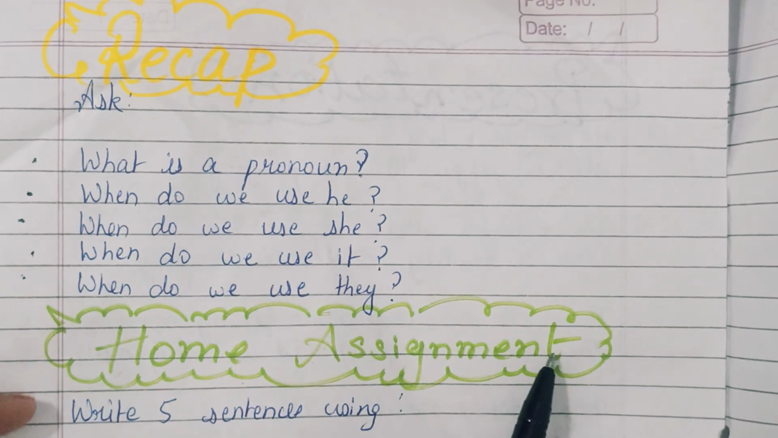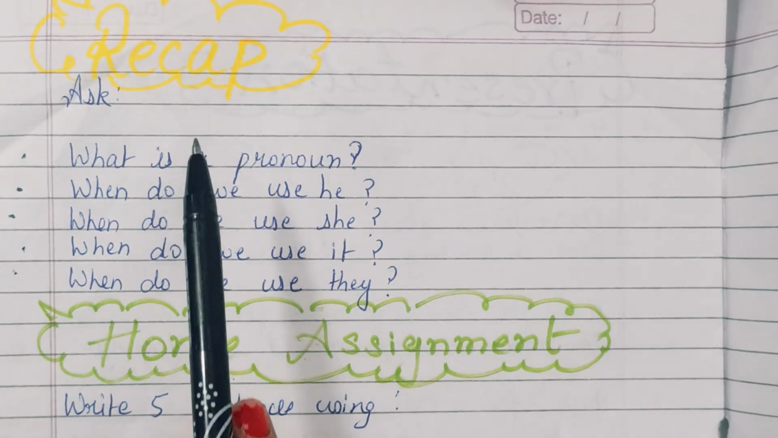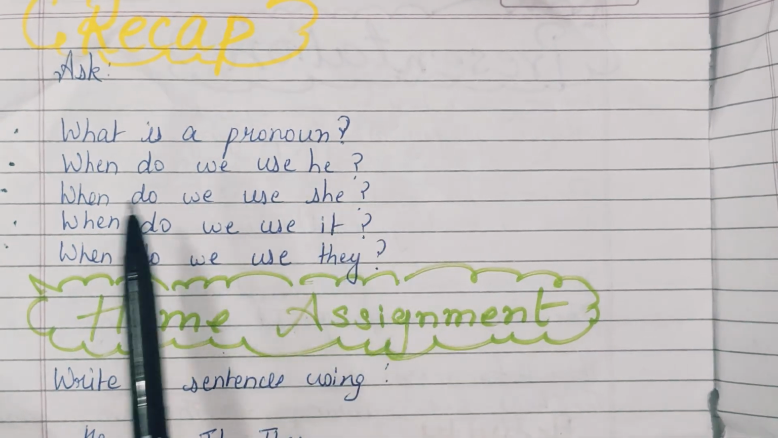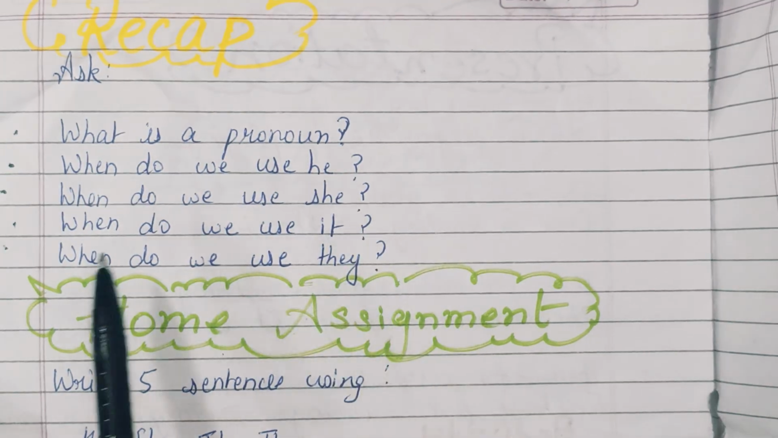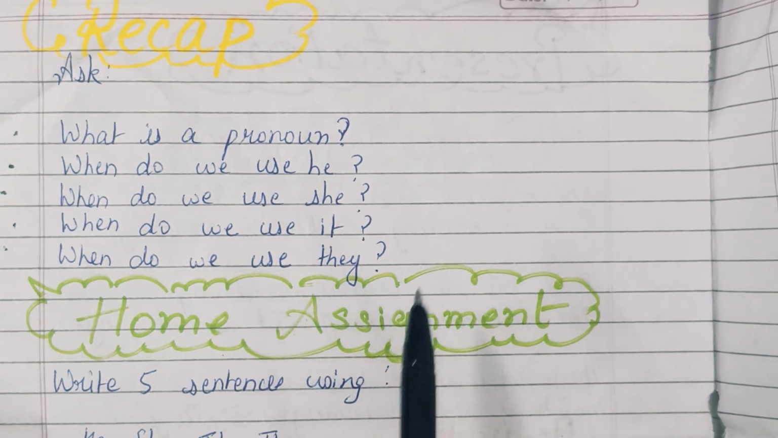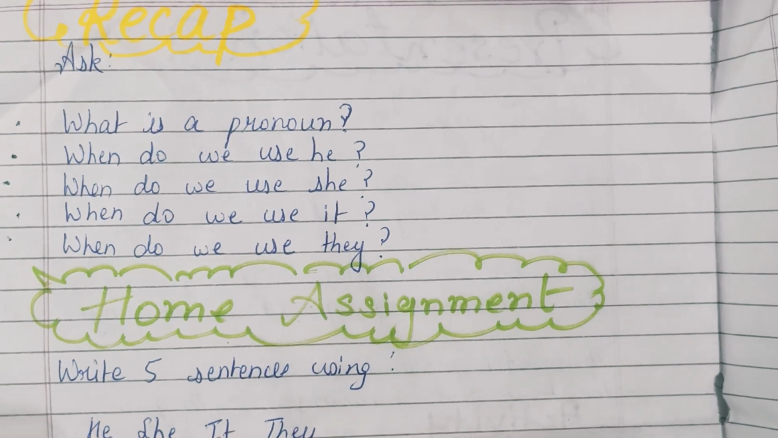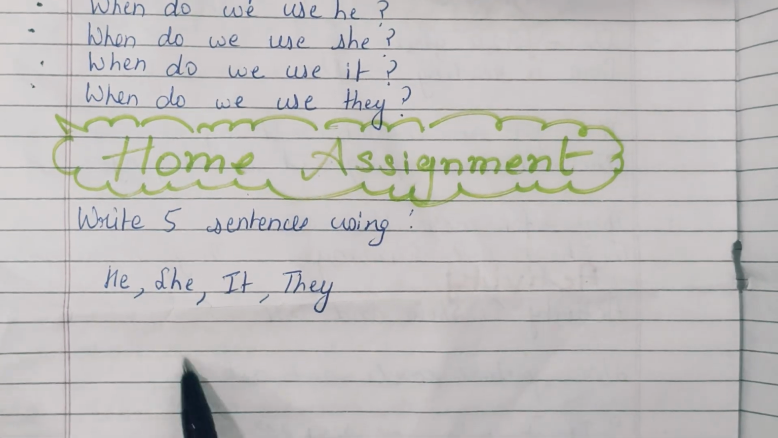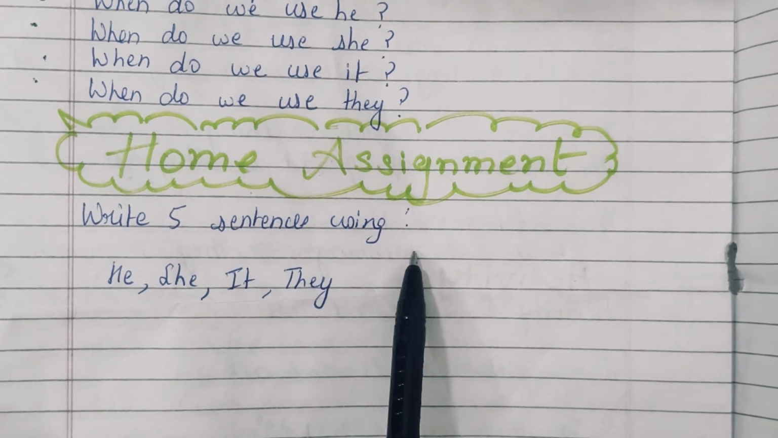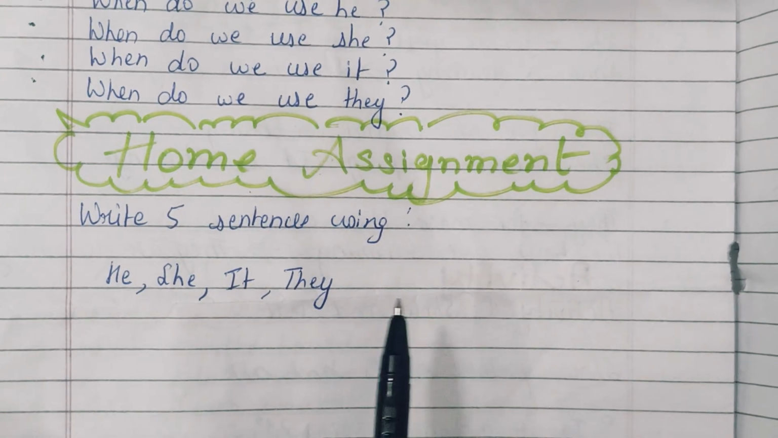Now recap. Ask students: what is a pronoun, when do we use he, when do we use she, when do we use it, when do we use they, like this. These questions you can ask. Then home assignment, in which you can ask students to write 5 sentences using he, she, it, they.